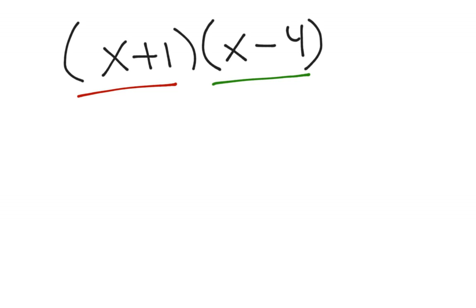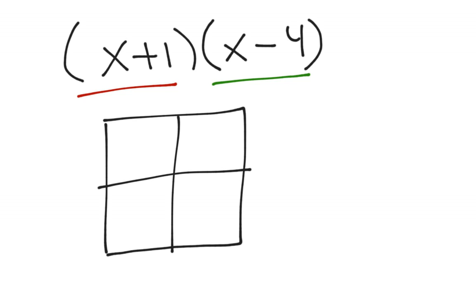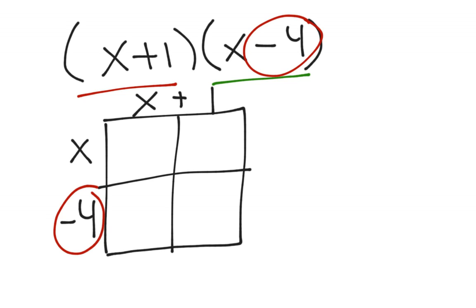I'm going to do this multiplication by using a box diagram, just so I can keep track of everything. I'm going to put x plus 1 on top, and x minus 4 on the bottom. And I want you to notice I kept that minus sign next to the 4, and that's going to be important for deciding whether what's in the box is positive or negative.